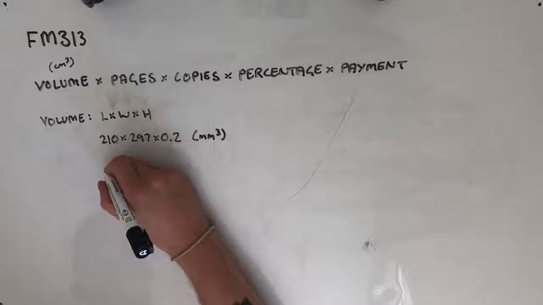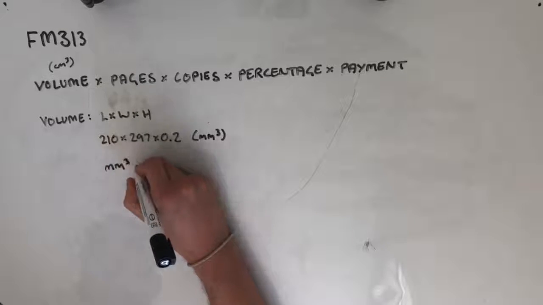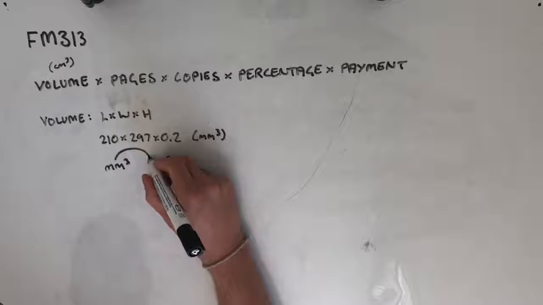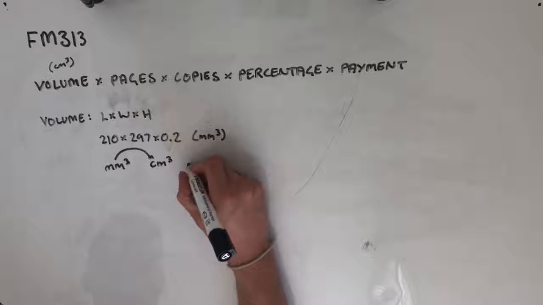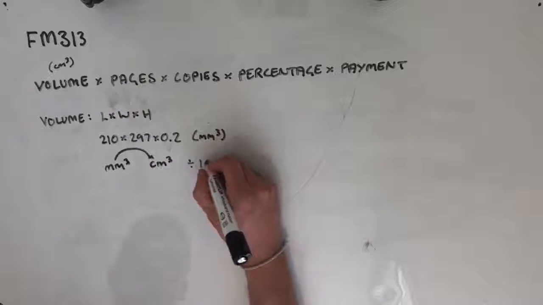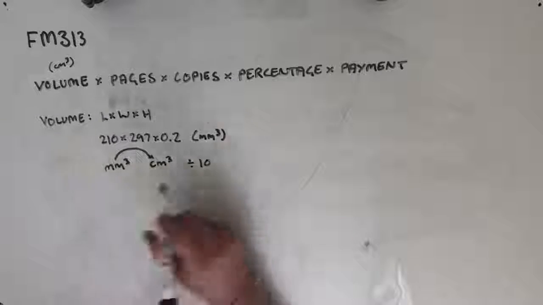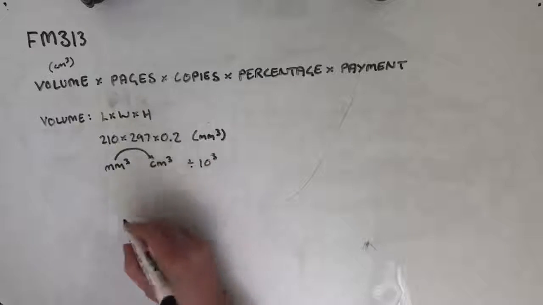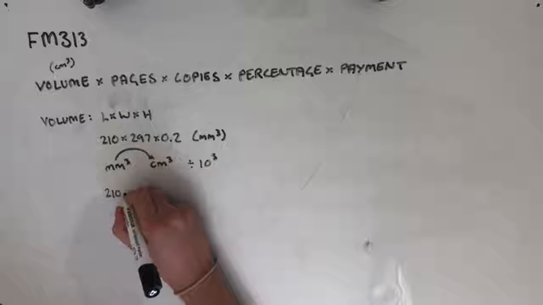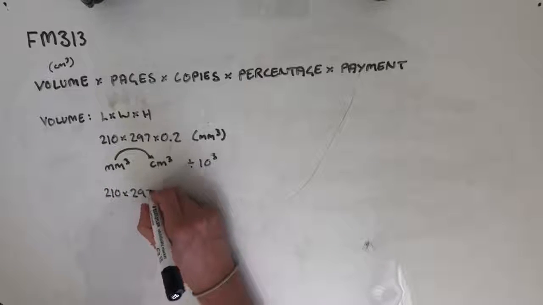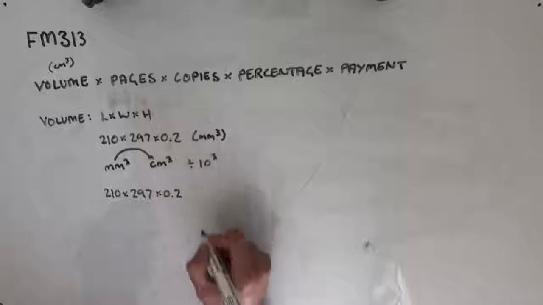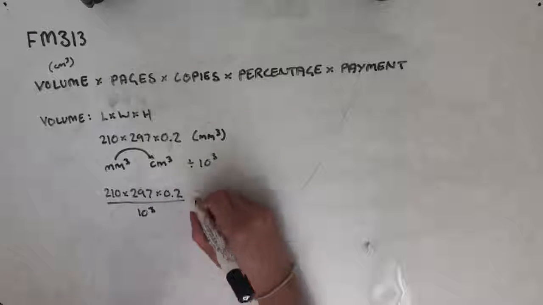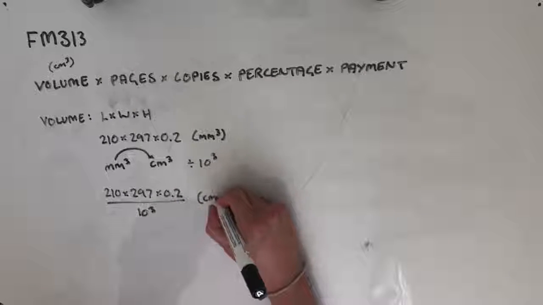In order to convert this answer from millimeters cubed to centimeters cubed, you're familiar with the simple conversion, which would be divide by 10 to get from millimeters to centimeters, but because we're looking at cubed, it's going to be divided by 10 cubed. So we take this initial expression, the 210 times 297 times 0.2, and we divide that all by 10 cubed in order to get an answer that's in centimeters cubed.